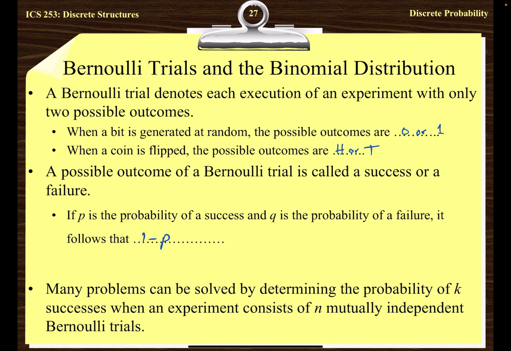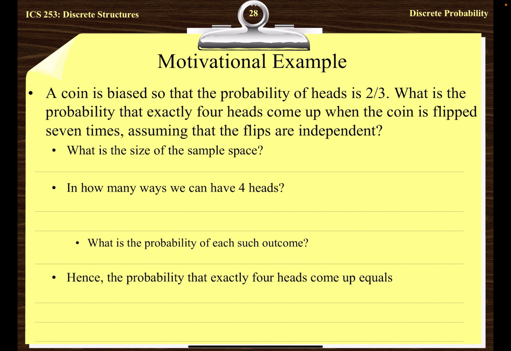Many problems can be solved by determining the probability of k successes when an experiment that consists of n mutually independent Bernoulli trials takes place. In order to give you a flavor of the proof of the binomial distribution, let us do it based on this example. A coin is biased so that the probability of heads is 2/3. What is the probability that exactly 4 heads come up when the coin is flipped 7 times, assuming that each flip is independent?